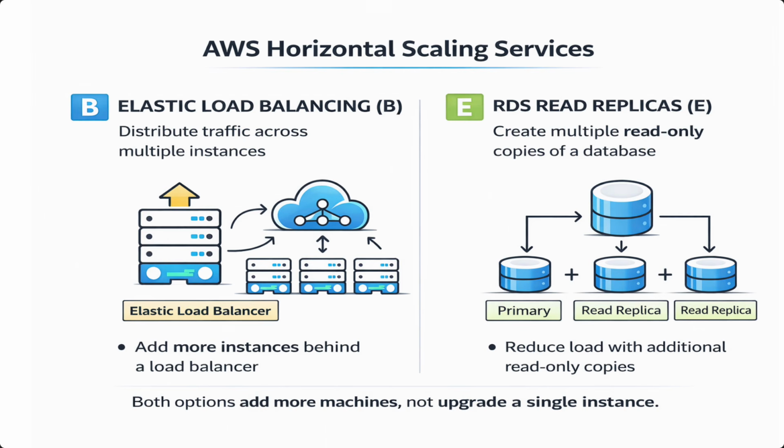RDS read replicas enable horizontal scaling for database read operations by creating multiple read-only copies of your primary database. Applications can distribute read queries across these replicas, reducing load on the primary database and improving overall throughput. This is classic horizontal scaling for databases.